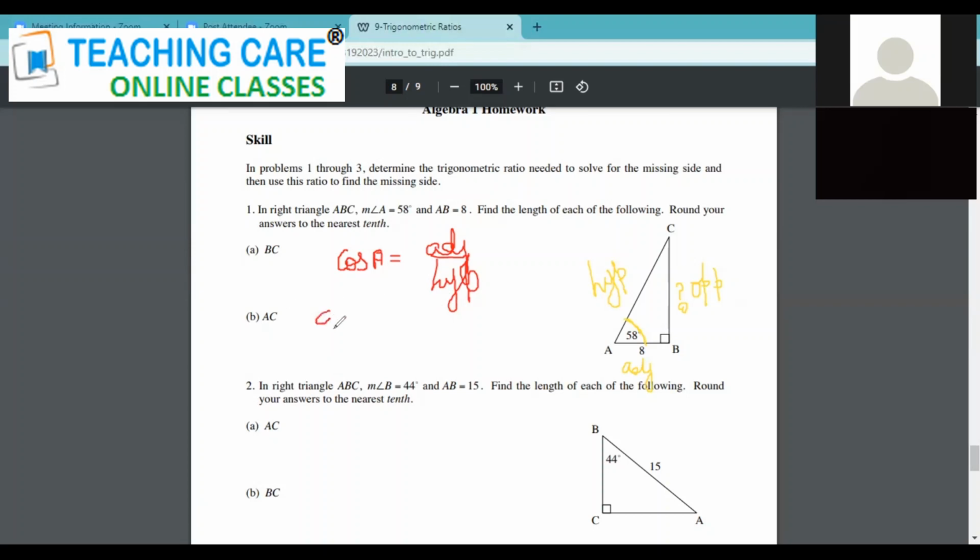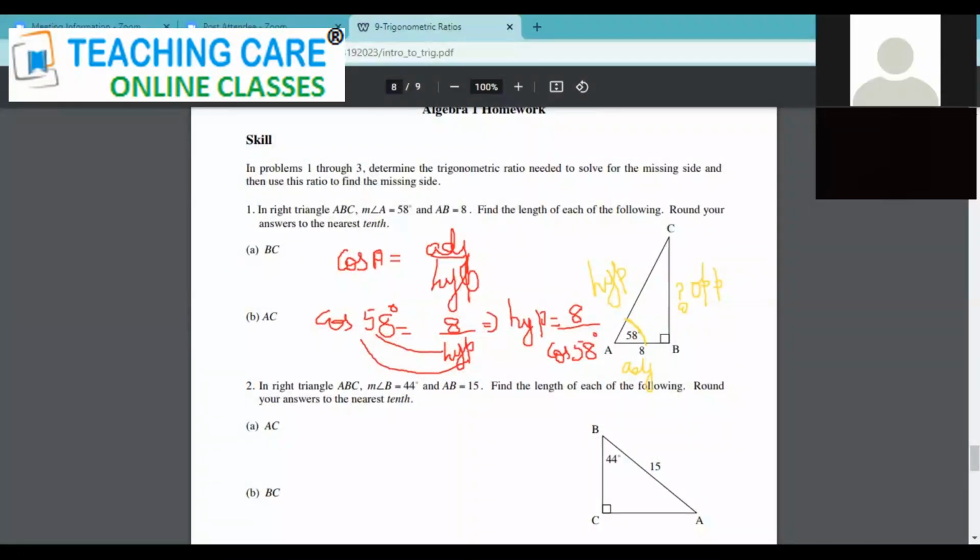Now, cosine of angle A, which is 58 degrees. They have given 8, that is your adjacent side. So 8 upon the hypotenuse, which I don't know. Understood? Now, take this to this side and this will come down. So your hypotenuse, that is your AC, would be equal to 8 over cosine of 58 degrees. Got it? So let's calculate what is cosine of 58 degrees. Then we can divide by that.